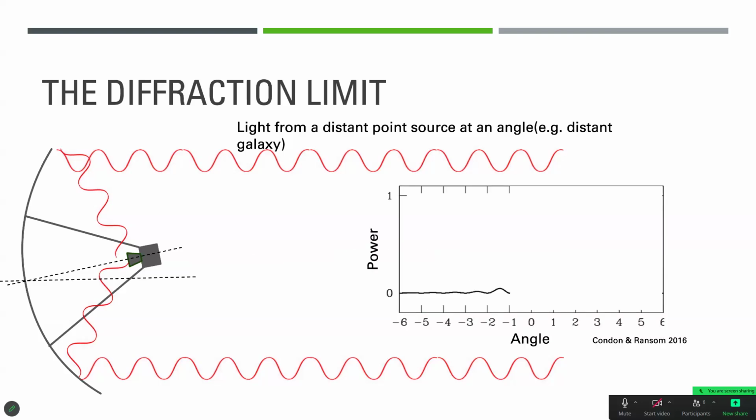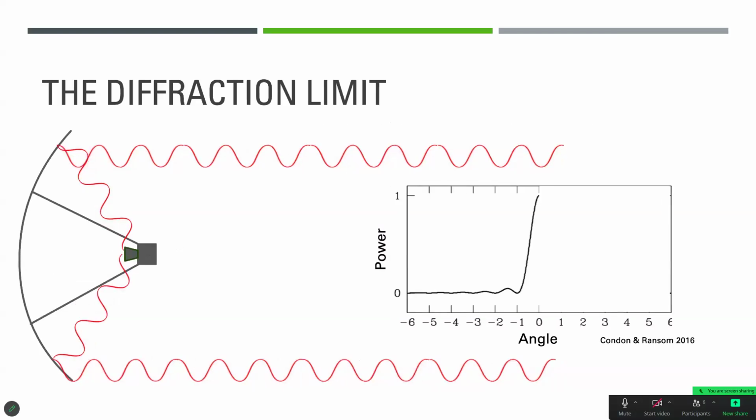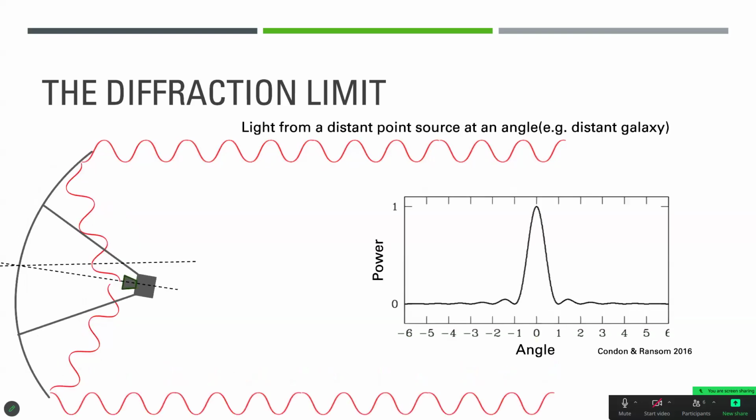So what does this look like? So we can plot this out. On the y-axis, you have power, how bright the signal is. And on the bottom, you have the angle in arbitrary units. But as we're moving head on, power goes up, and then as we're pointing away from it again, power goes down.